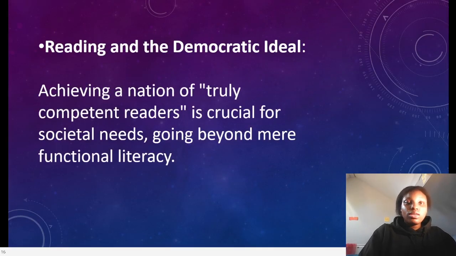And reading and the democratic ideal. Achieving a nation of truly competent readers is crucial for societal needs, going beyond mere functional literacy.